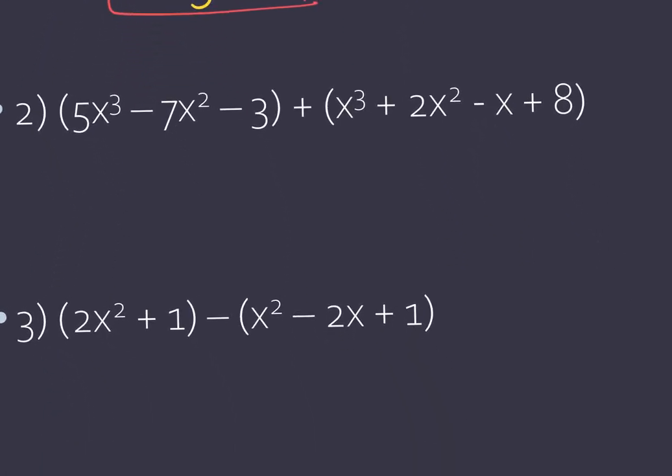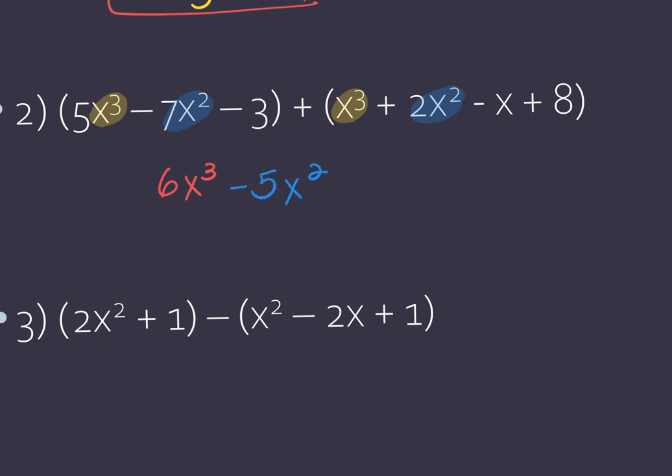Go to 2. You've got an x to the third and an x to the third here. Again, it's addition, so I can just ignore the parentheses. 5x to the third plus x to the third becomes what? 6x to the third. Good. Then I've got an x to the second and an x to the second. Negative 7, positive 2 becomes? Negative 5, x to the second.